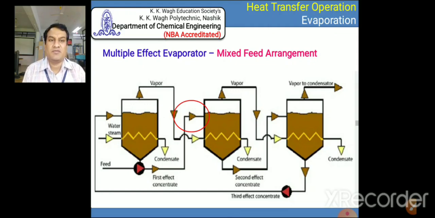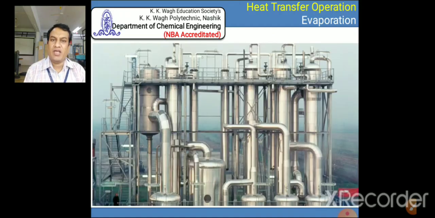So if the feed is going in this way, then it is called mixed feed arrangement. Why is it called mixed feed arrangement? If you observe, when it is going from the second to third, then it is a forward direction. When it is going from third to first, then it is backward feed arrangement. So it is a mix of backward feed arrangement and forward feed arrangement. That is why it is called mixed feed arrangement. So depending on your requirement, we can select the forward feed arrangement or backward feed arrangement or mixed feed arrangement.